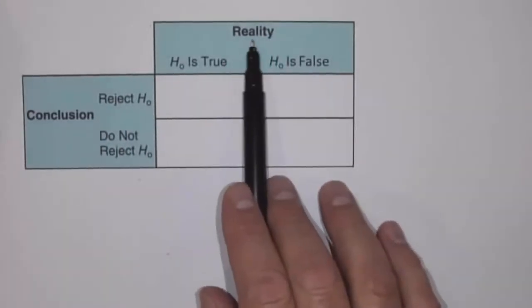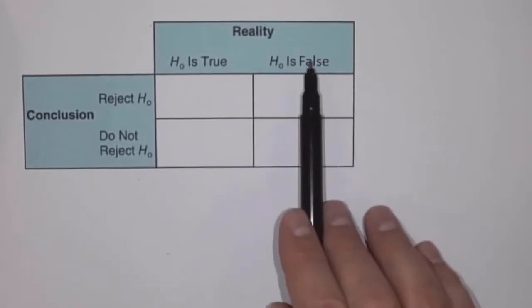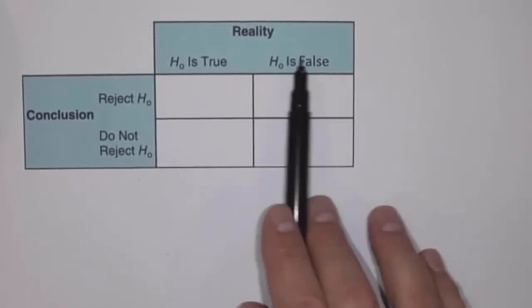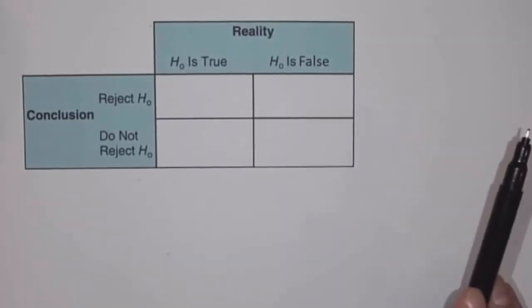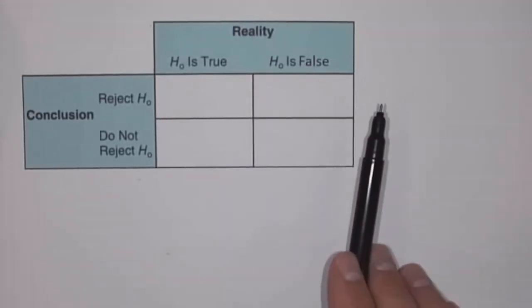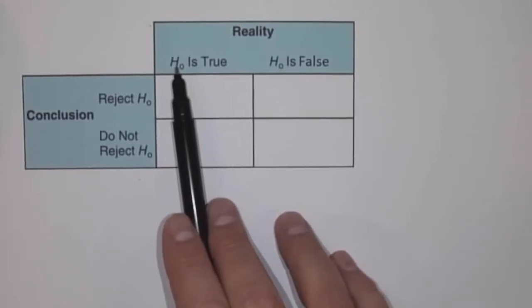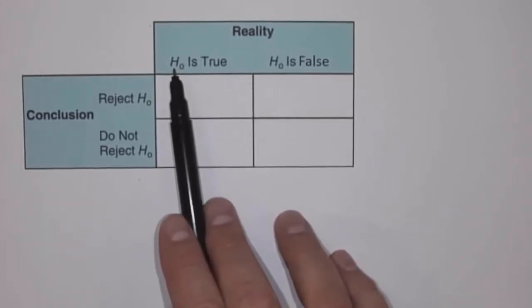Now, there's also reality. Either the null hypothesis is true or the null hypothesis is false. One of those two things is definitely true. And again, what am I talking about with the null hypothesis? It's some sort of a statement regarding a population. So again, here at the beginning, it's going to be a statement about a parameter.